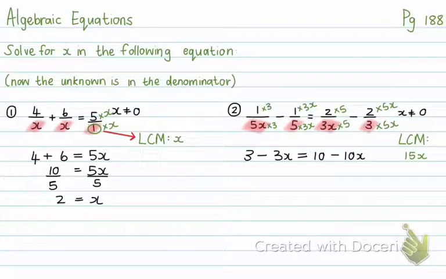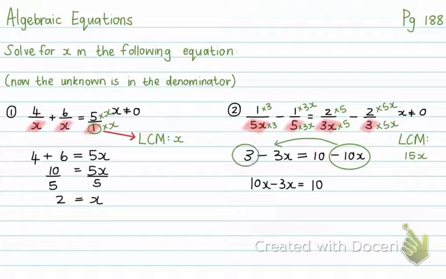Okay? This negative 10x, I'm going to take to the other side, to the left-hand side. And because it was negative, it's now going to become a positive 10x. And I keep this negative 3x here. I keep the equal sign. Okay? Here we already have a 10 on the right-hand side. And then this positive 3, I'm going to take to the right-hand side. And then it's going to become a negative 3.